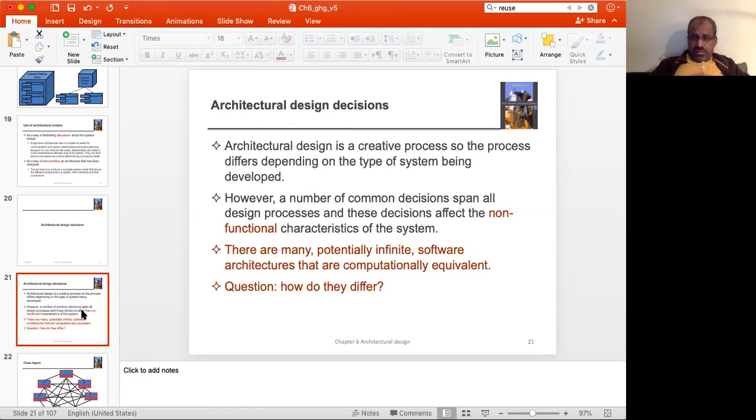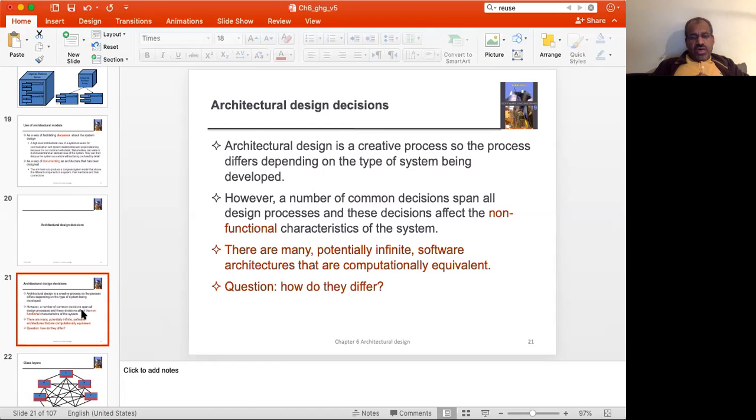Because there's a number of common decisions, or what we call perspectives, that would affect many types, many sides, or all processes in the system to realize or achieve certain non-functional qualities and characteristics of the system. So a number of common decisions would affect everything that you have in your entire software system.